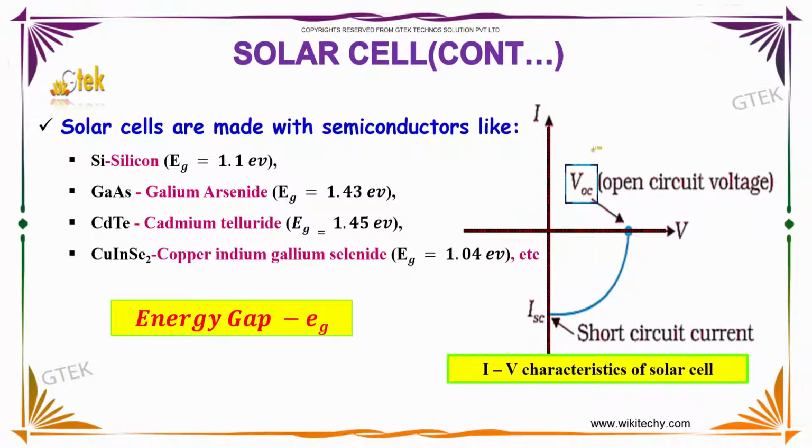The solar cells are made with semiconductors like silicon, which has an Eg value of 1.1 electron volt, and gallium arsenide, which has 1.43 electron volt as its Eg value. Eg is nothing but the energy gap. And cadmium telluride, it's almost 1.45 electron volt. And finally copper indium gallium selenide, which has an energy gap of almost 1.04 electron volt.